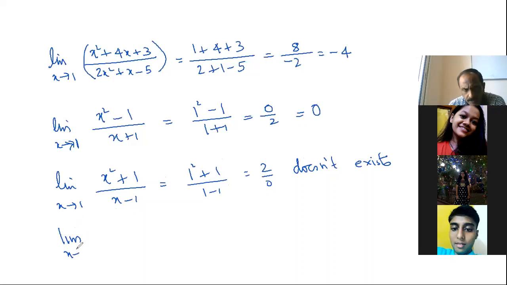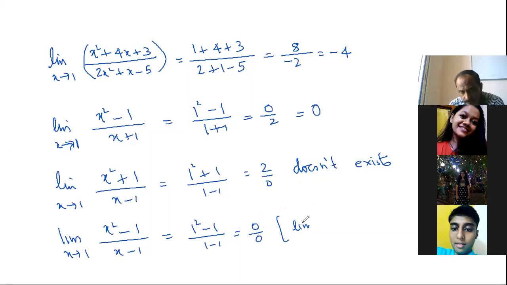Now comes to the real one. When you do this way, you will get 0 by 0. Limit exists. You can find the limit. Do not write limit does not exist in here.